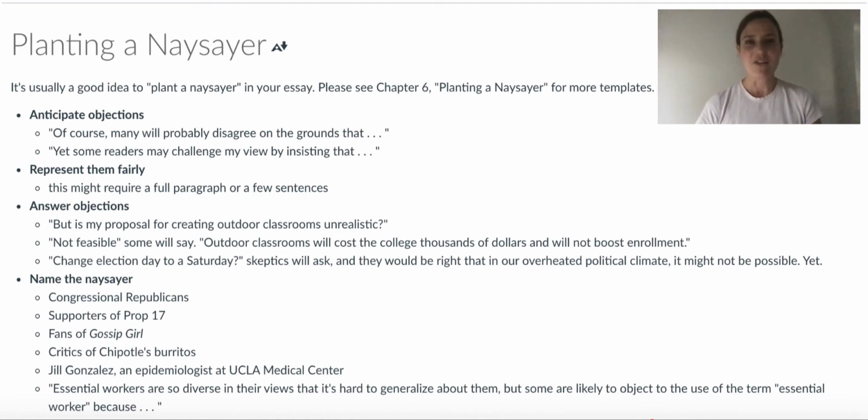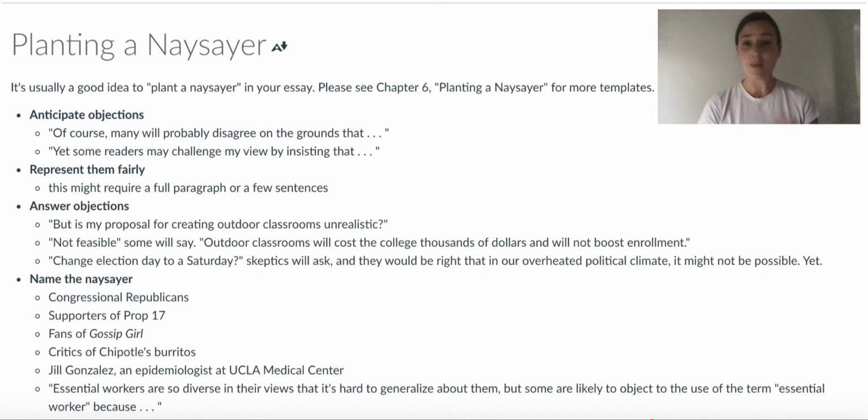If you include on what grounds your opposition might disagree right up front, then people who are reading your paper but are skeptical of your argument might be more inclined to listen. Or something like, "Yet readers may challenge my view by insisting that such and such." So you want to anticipate what some potential objections might be.